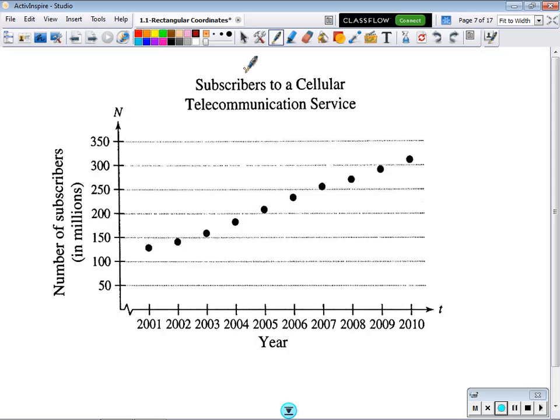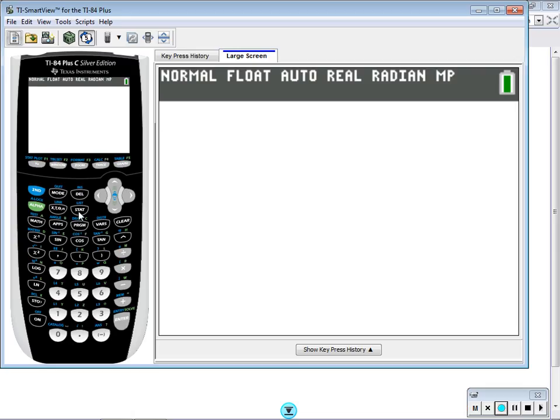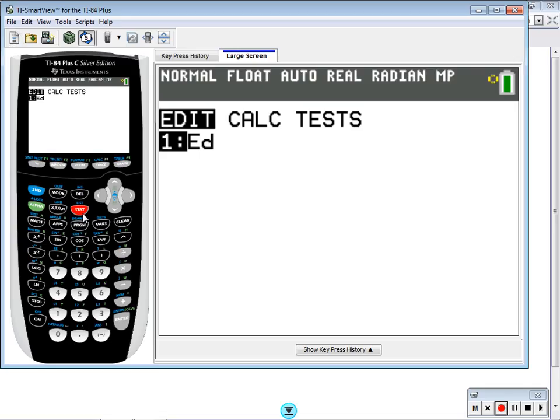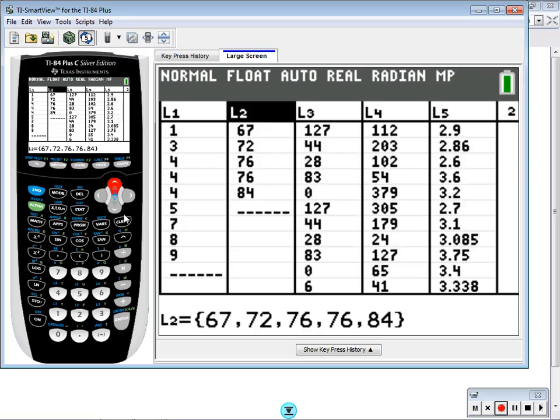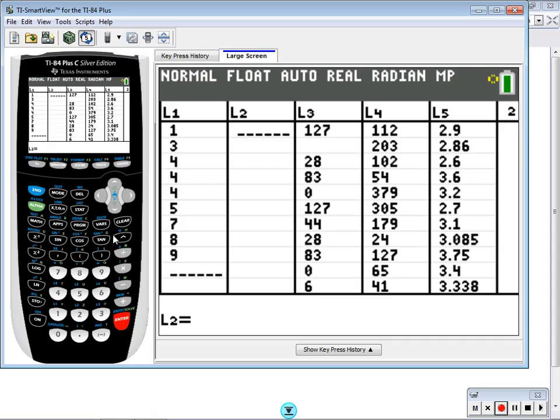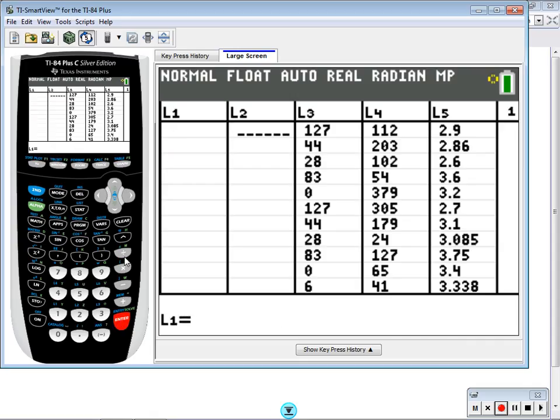The other thing you can do with your calculator in regards to scatter plots is that your calculators can also make scatter plots. To make a scatter plot in your calculator, what you want to do first is push the Stat button here, and then go to Edit. I'm going to clear some stuff out here so I have some room. So I'm going to work with my L1 and L2 columns first.